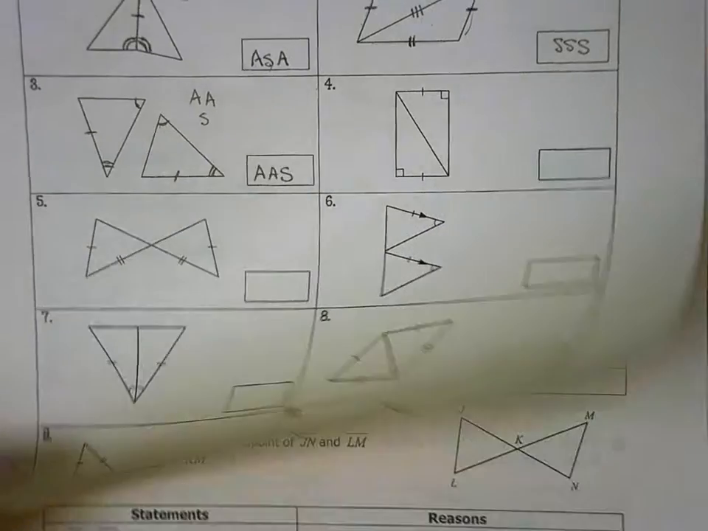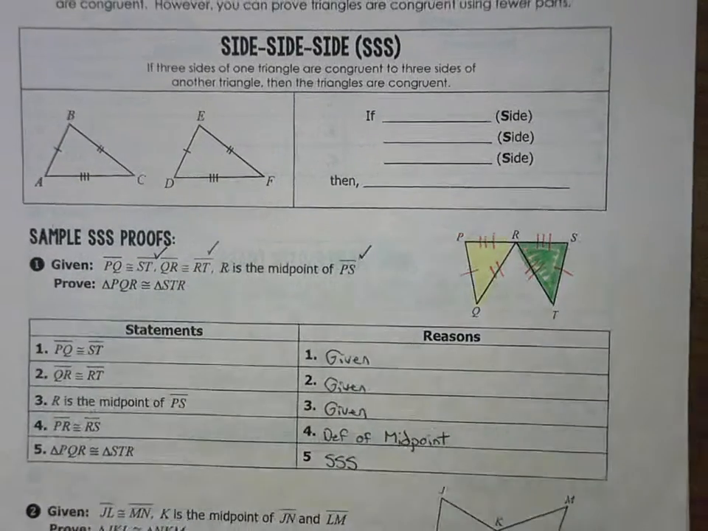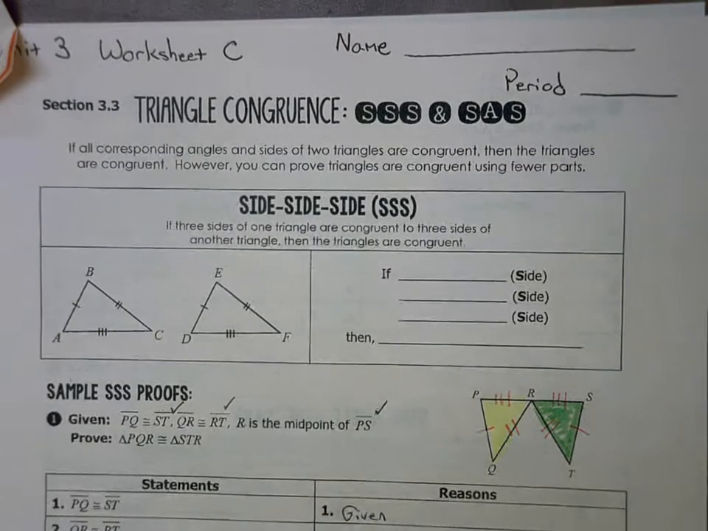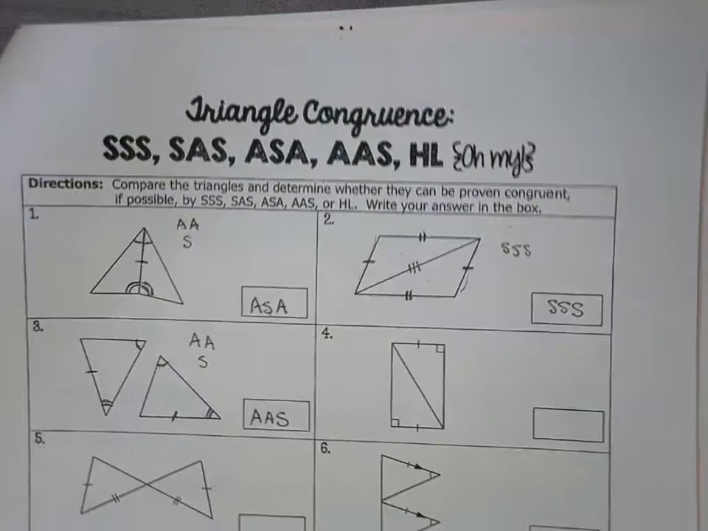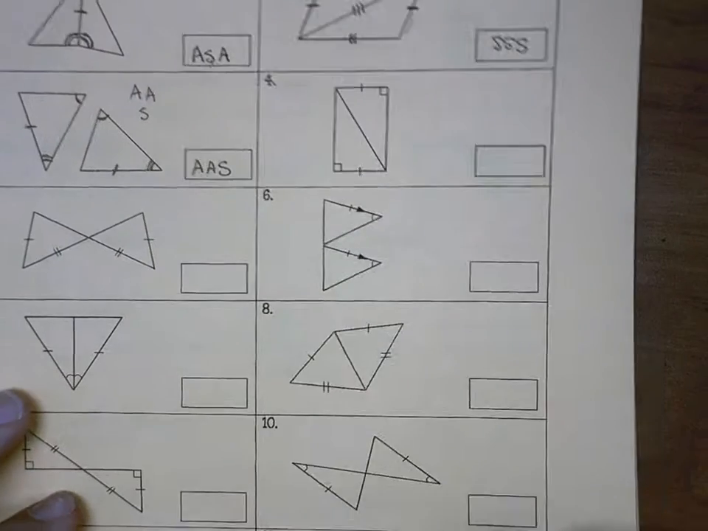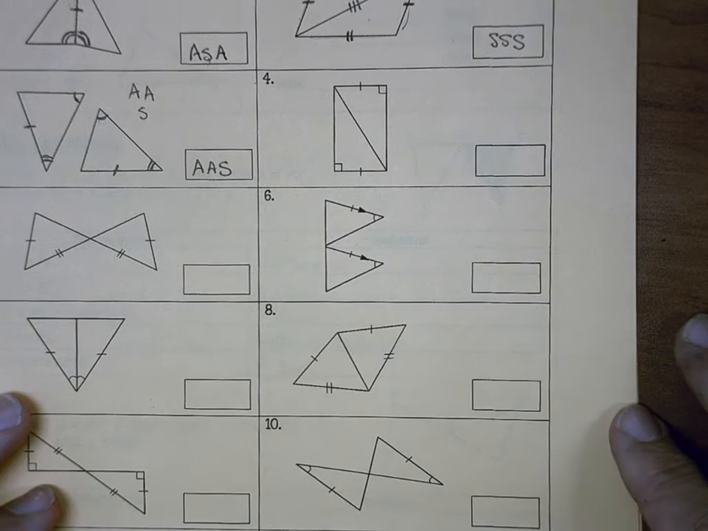Once again, we are still working on Unit 3. Whoops, now you can see it. Unit 3, Worksheet C, Triangle Congruence. When I last left you off, we were on number 4.